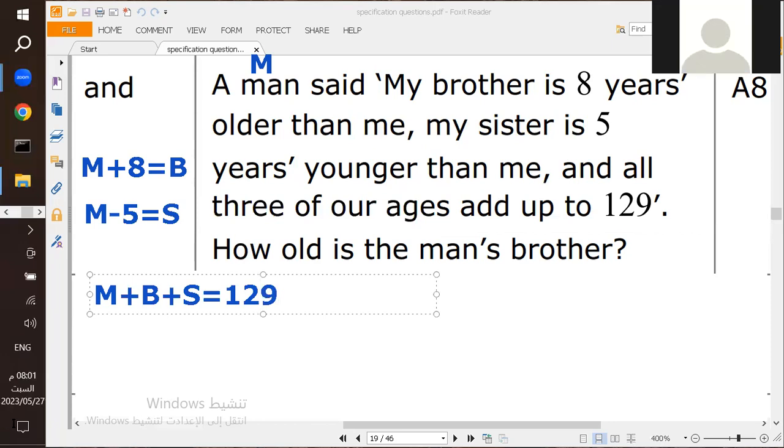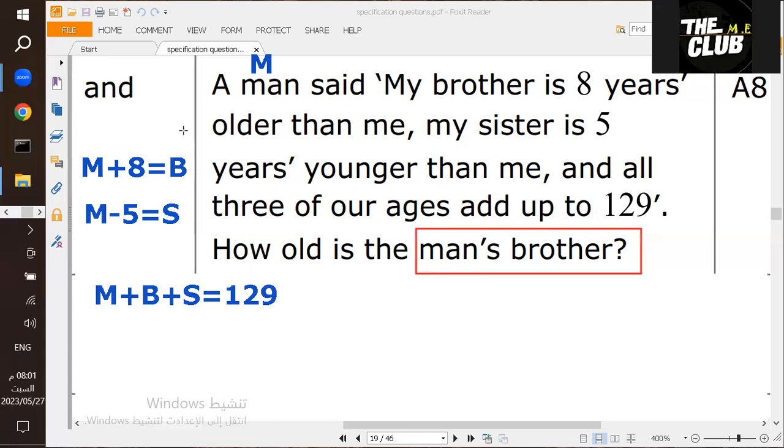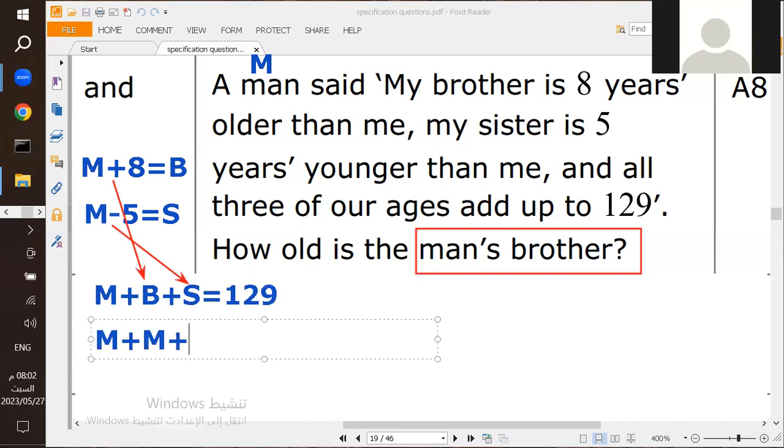QRS, same idea. How old is the man's brother? First we do substitution. I know B is M plus 8, so we put M plus 8 in, and S is M minus 5. So M plus M plus 8 plus M minus 5, and we combine them to get 3M.